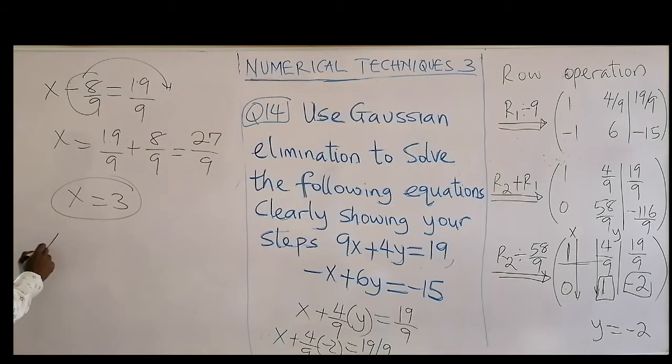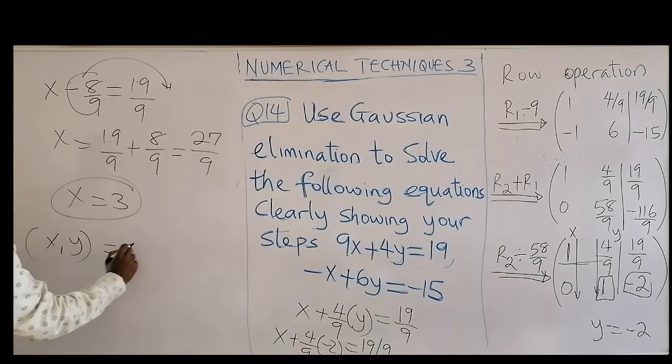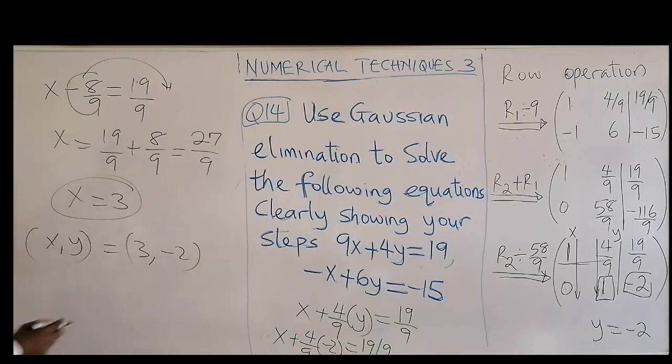So x comma y is 3 comma minus 2. So that finishes that question.